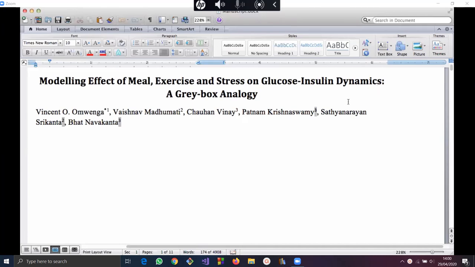and glucose insulin dynamics is an output. Now, the thinking, the science that I'm using, is what we call gray box analogy. Gray box analogy in computer science is what we normally call abstraction. It's really an abstraction or an encapsulation, in whichever way you want to look at it. That's the thinking.